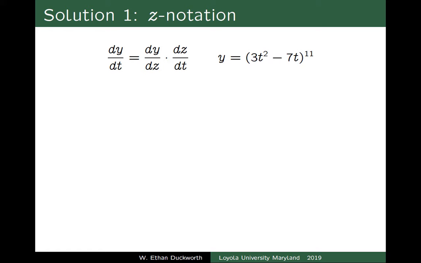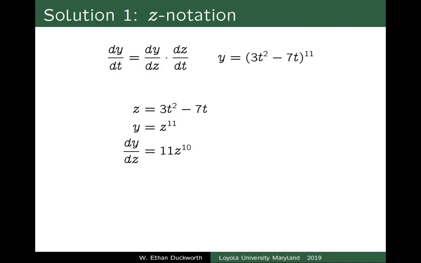Okay, so let's start by identifying z and how that would allow us to rewrite y. So z is the part inside, 3t squared minus 7t. And if we replace that stuff with z, then we can write y equals z to the 11th. So those two equations break down the original formula for y. But the two equations are simpler to take the derivative of, so that's what we do.